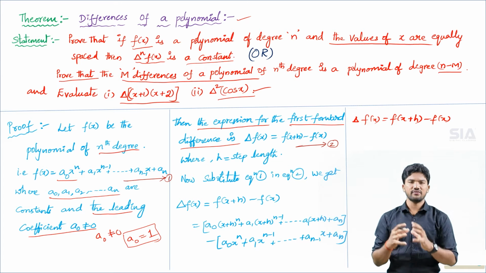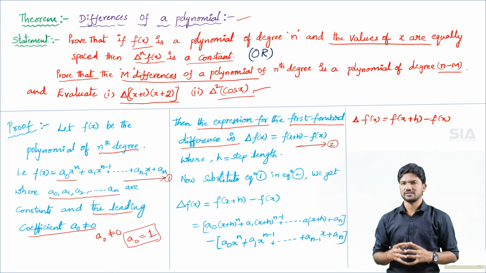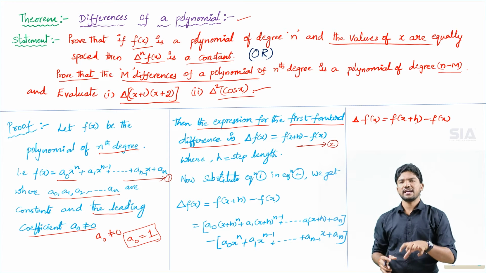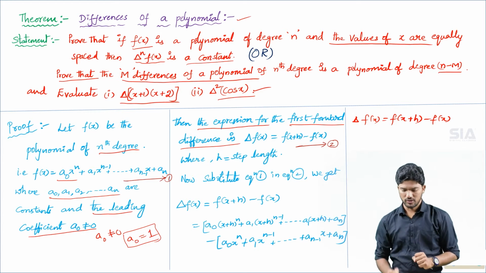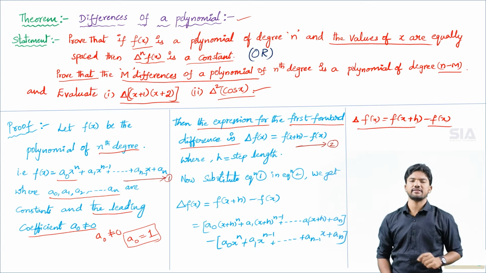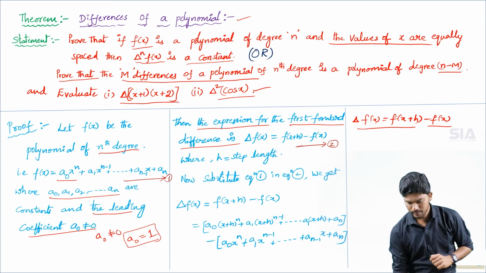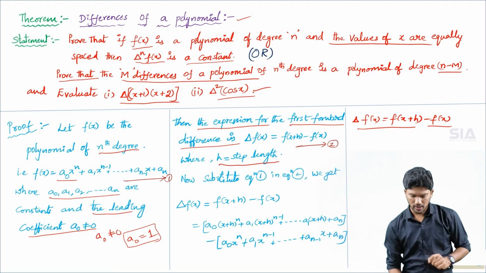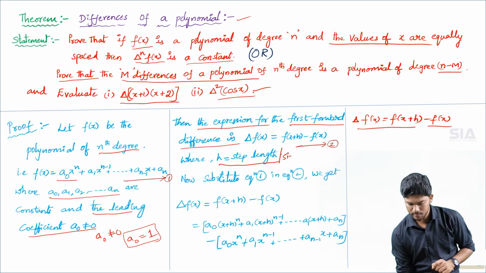They will give different functions in terms of f of x. So you have to solve them by using this expression: Delta of f of x is equal to f of x plus h minus f of x. That is taken as equation number 2, where small h is the step length, or you can also call it the step size.